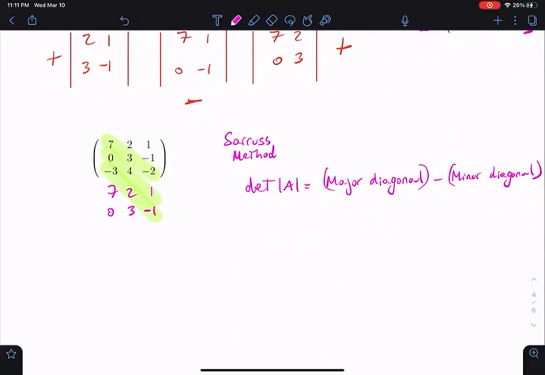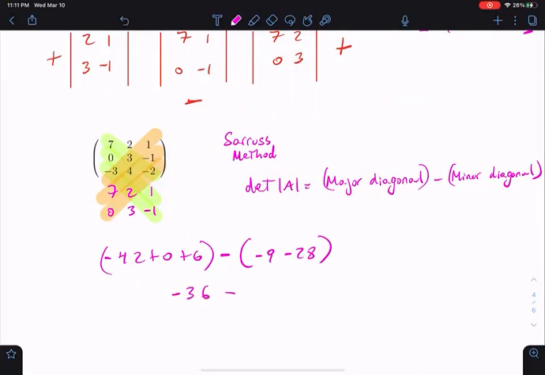So this is -42 plus 0, and then this is +6, right? Minus, and we do the minor diagonal, so this way. So if we compute this, what do we have? So this is -9, this is -28, and that's 0, right? So this is -36 minus, this is 37, right? But it's negative. So that's going to be positive. So that's just going to be 1. So the determinant of A equals 1.